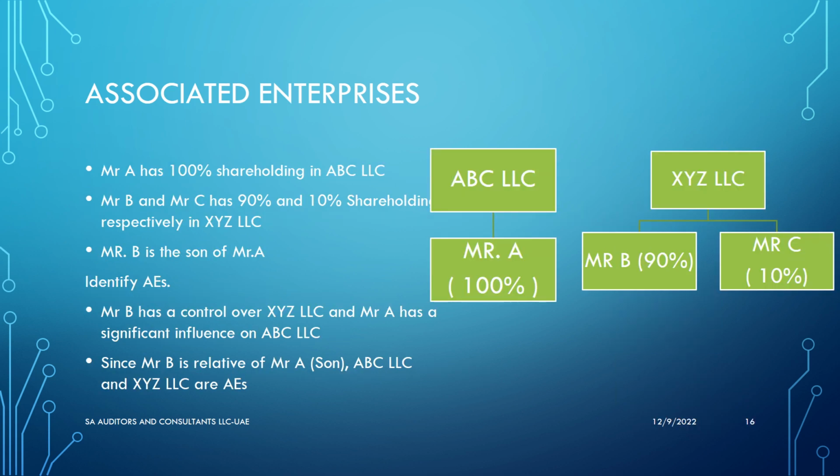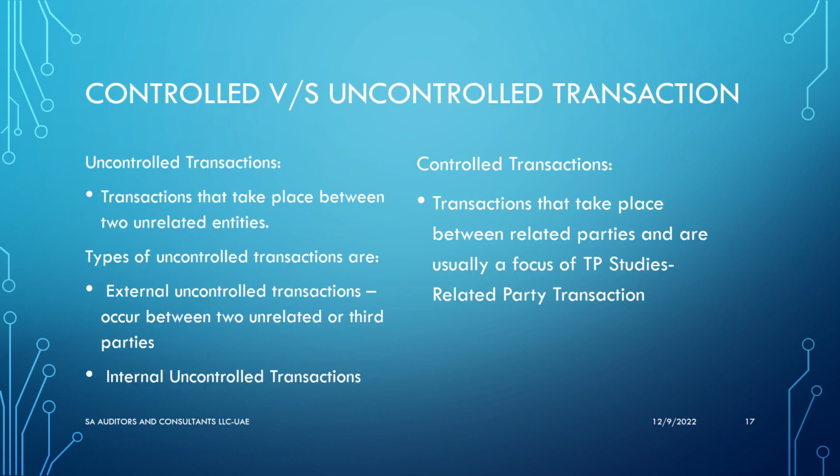Now try to understand with one more example. What is the case? Mr. A is holding 100% share of ABC LLC. In XYZ LLC, Mr. B is holding 90% and Mr. C is holding 10%. But Mr. B is the son of Mr. A. So Mr. B has control over XYZ and Mr. A has significant influence in ABC. Since Mr. B is a relative, Mr. A's son, ABC and XYZ, both companies are associated enterprises.